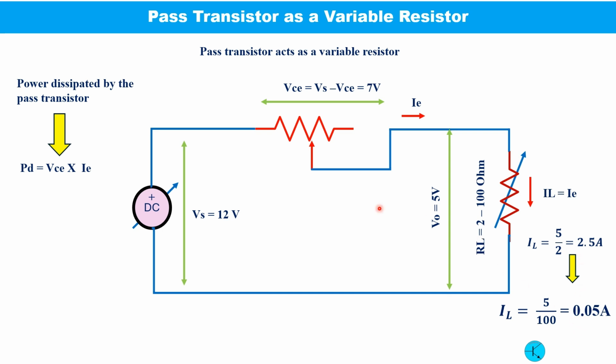The voltage drop across the collector emitter should be 12 volt minus 5 volt, that is 7 volt, and the power dissipation varies from 17.5 watt to 0.35 watt throughout this change in the output load.